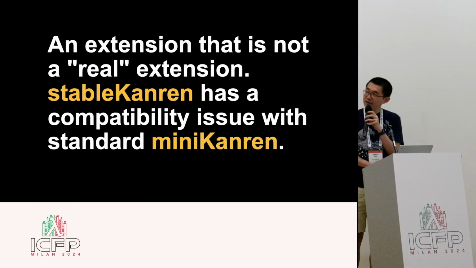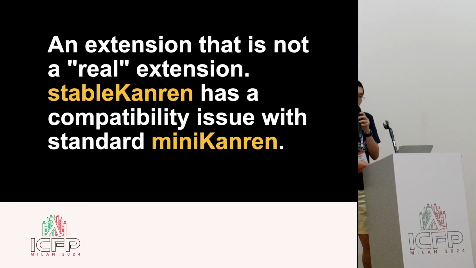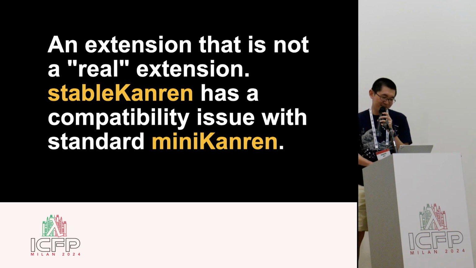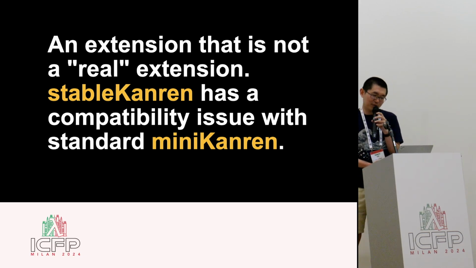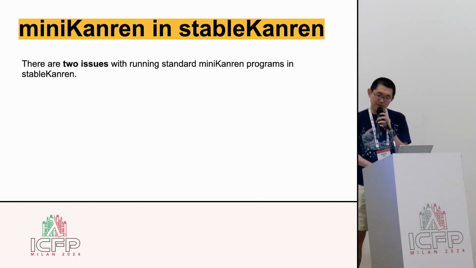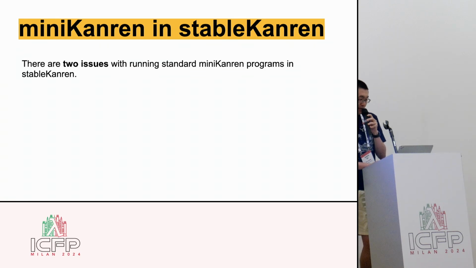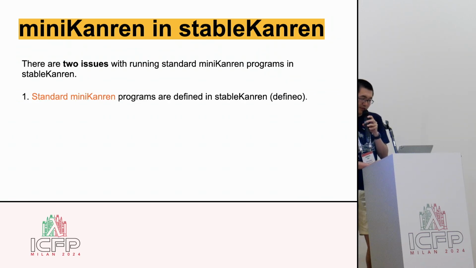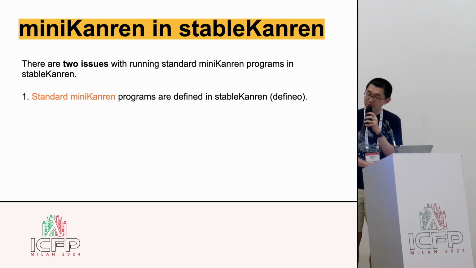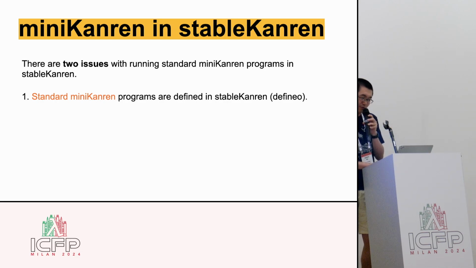Unfortunately, this extension, the stableKanren, is not a real extension. This stableKanren has some compatibility issues with the standard miniKanren programs. So let's see what kind of issues it has here. We try to run miniKanren in this stableKanren. We'll have two issues with running miniKanren programs. The first one is if we take standard miniKanren programs and we define them using stableKanren's defineo. Previously, all the miniKanren programs were written with define, and we just replace the define with defineo. There may be some issues. We will see in the next few slides.